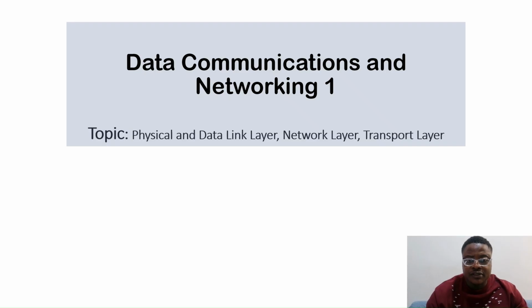This is a school project on data communication and networking. The topic I'm going to discuss today is the OSI model: the physical and data link layer, network layer, and transport layer.